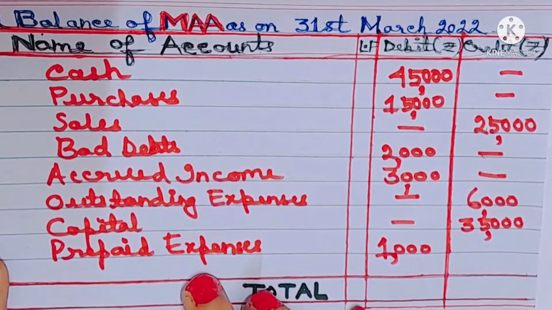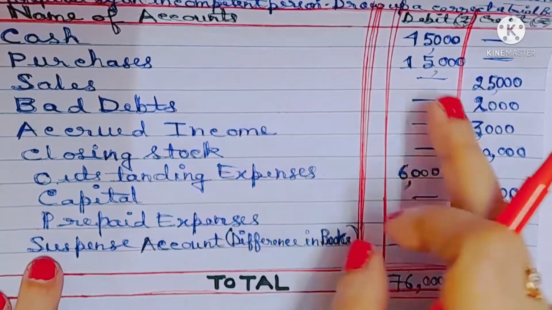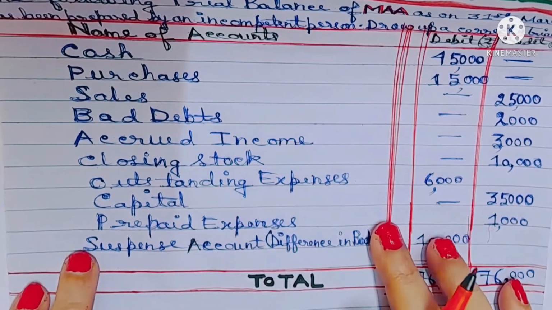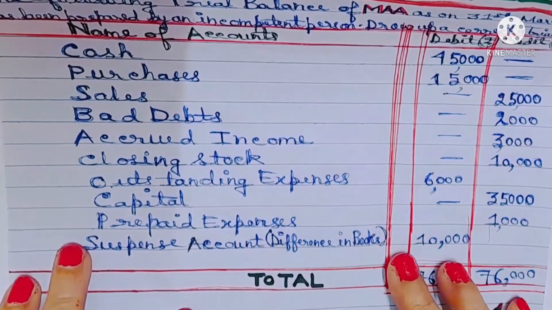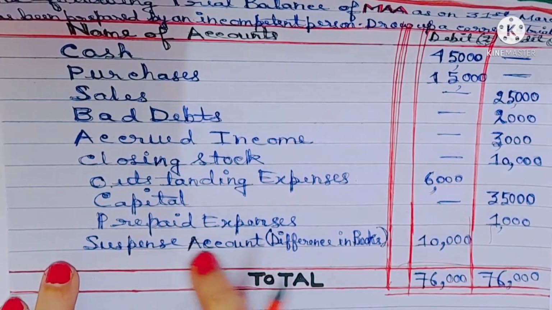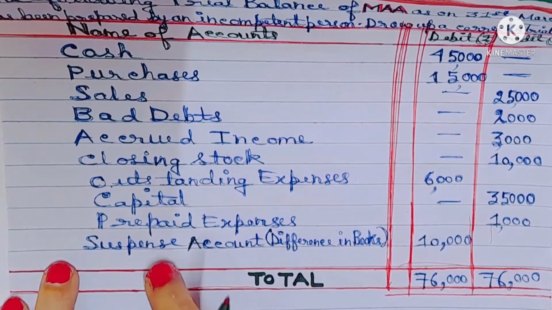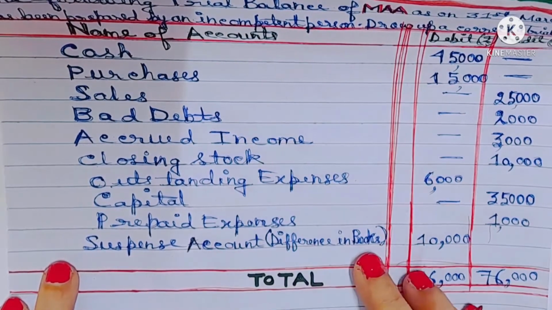Okay, the inexperienced accountant brought a suspense account in the trial balance, because the inexperienced accountant could not detect the errors, and that is the reason he has opened a suspense account and transferred the difference to the suspense account. Okay? What did the inexperienced accountant do?